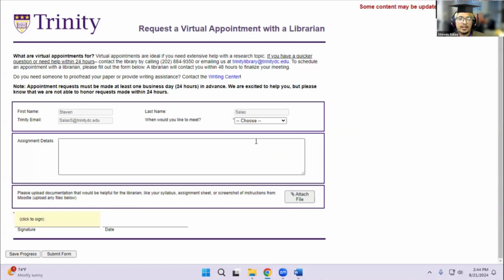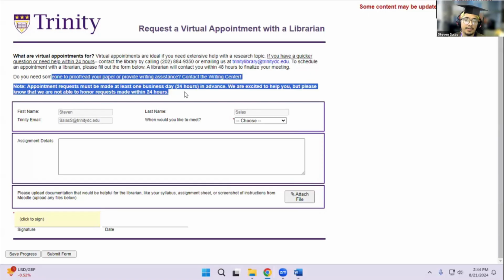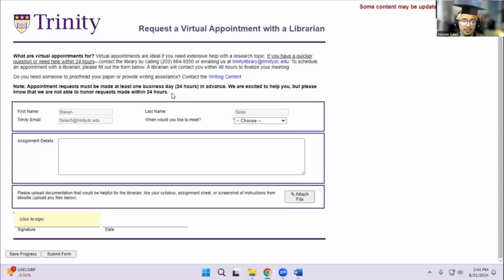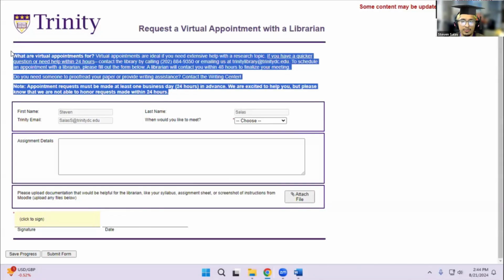We will try to assign you a librarian who can meet with you and may be more of an expert on the topic that you're talking about. So reach out as soon as you know you need assistance, because during midterms and finals we're going to get really busy and it may be difficult. We may have to meet with you a day or two later. But we do take walk-ins.